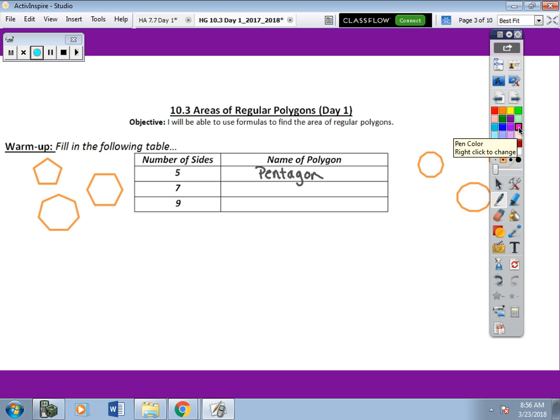How about a 7-sided polygon? Heptagon. And how about a 9-sided polygon? A nonagon.